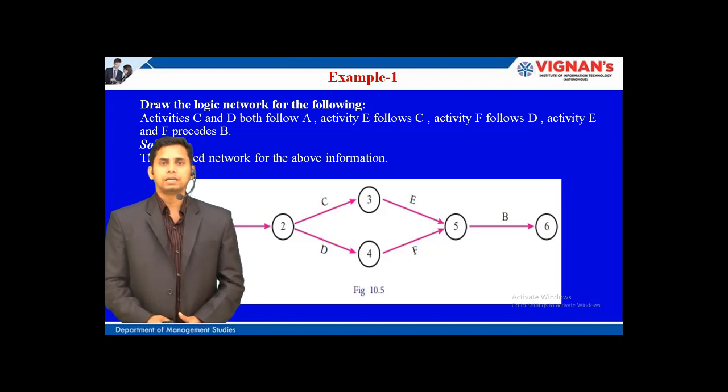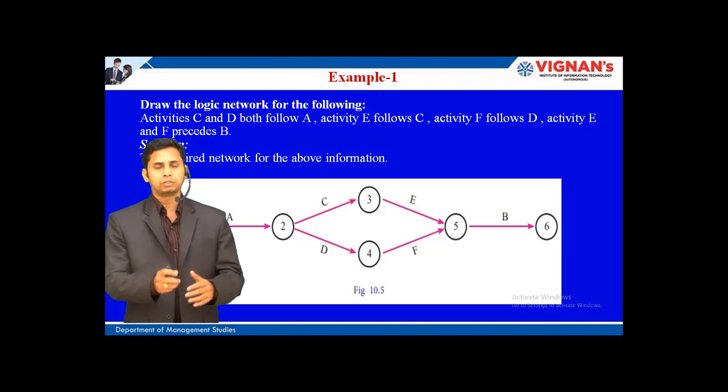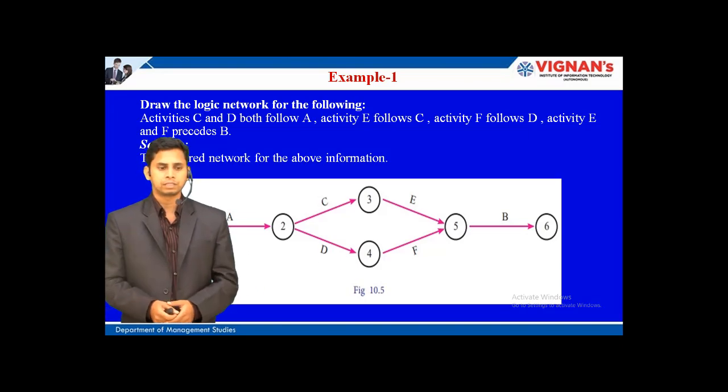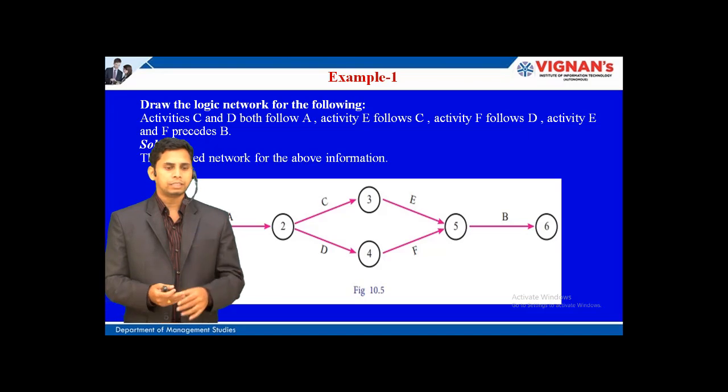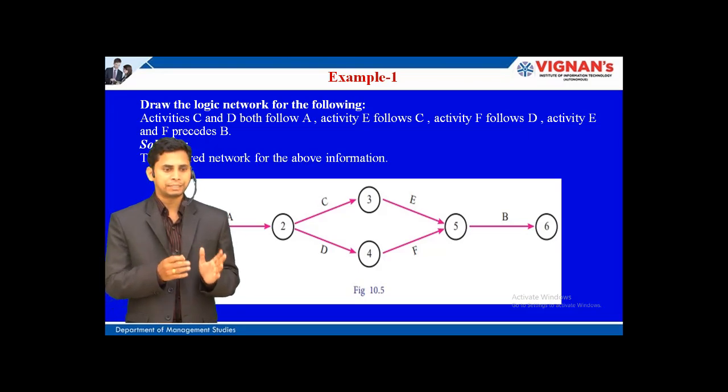Now let's see example 1 for drawing the network diagram with all the rules and regulations we have discussed so far. Draw the logic network for the following diagram with the activities C, D both follow A, activity E follows C, activity F follows D, activity E follows F and precedes B. So with this we can draw a network diagram in this way.